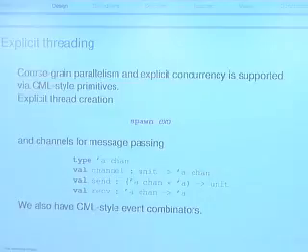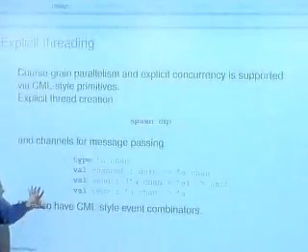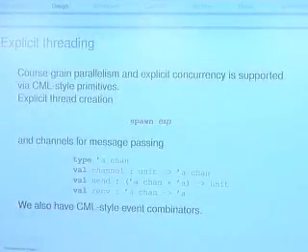Okay, and lastly, I just want to say something very quickly about explicit threading. The coarse grain parallelism and explicit concurrency is based on concurrent ML, which has been around for a long time. The key point is we have explicit thread creation. So these threads, you can really talk about in the language, they really exist. We have message passing, and more importantly, we also have the CML-style event combinators for building synchronization abstractions. As far as the design goes here, we're still pretty much doing straight CML, so there's nothing really new there.